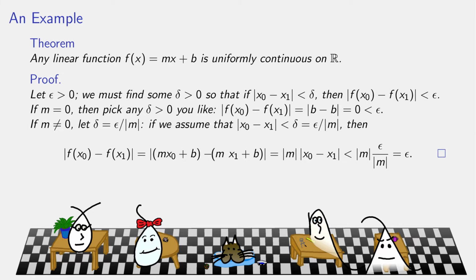The only reason we had to do this in 2 cases was because you didn't want to try to divide by m if m happens to be 0. But as we saw, m equals 0 means the function is constant, which made it even easier. Delta was totally irrelevant.